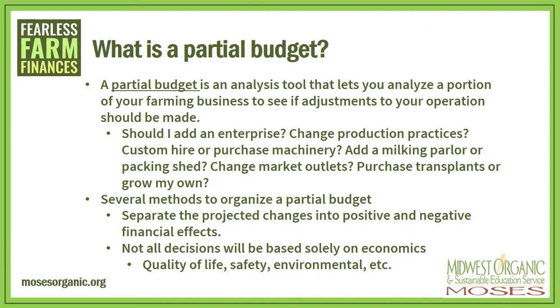There are several methods to organize partial budgets. One way is to separate the projected changes into the positive and negative financial effects, and I'll give you an example of this in a couple slides to come. Know that in a partial budget, not all decisions will be based solely on economics. Some could be based off of quality of life, safety for animals, people, and environmental considerations. And I'm sure there are other considerations that you're going to find on your own farm where a partial budget could be useful.